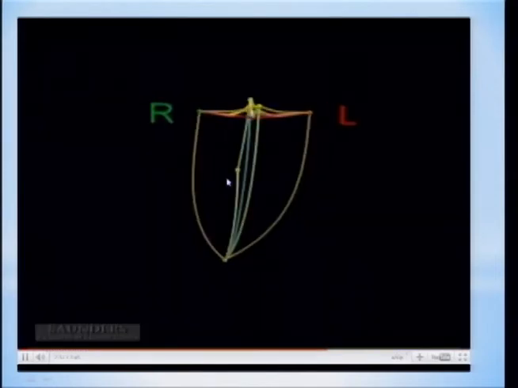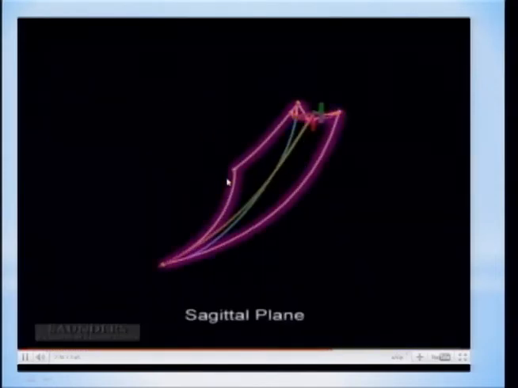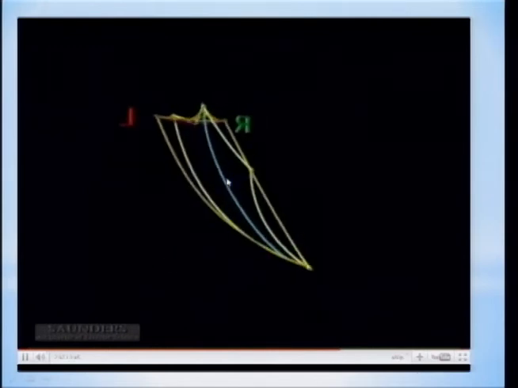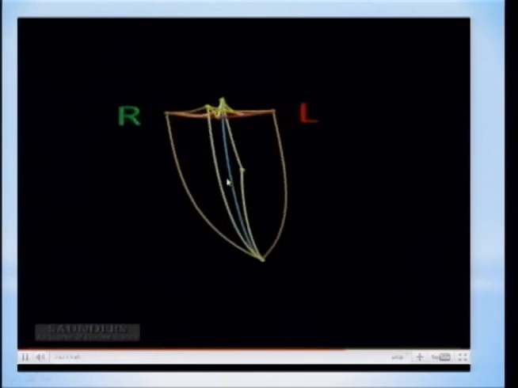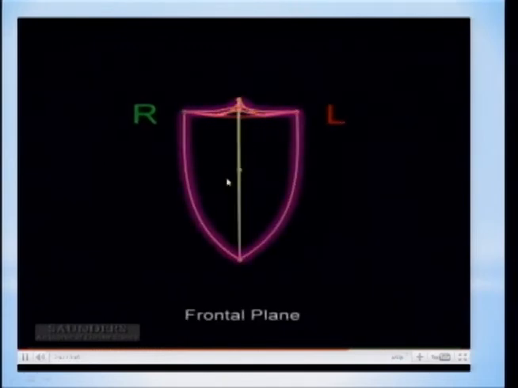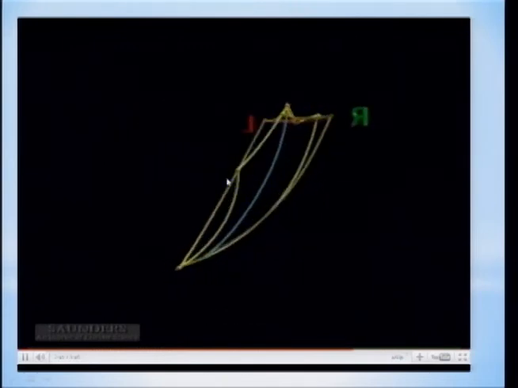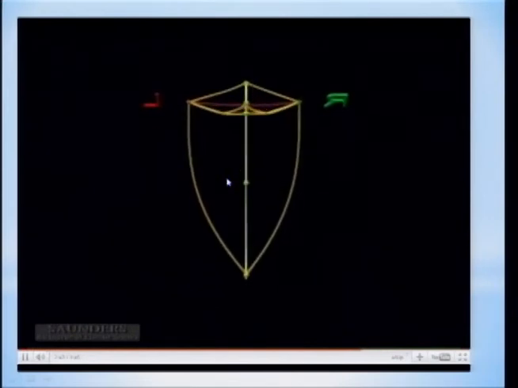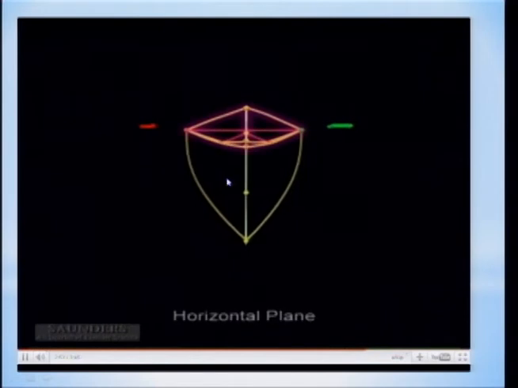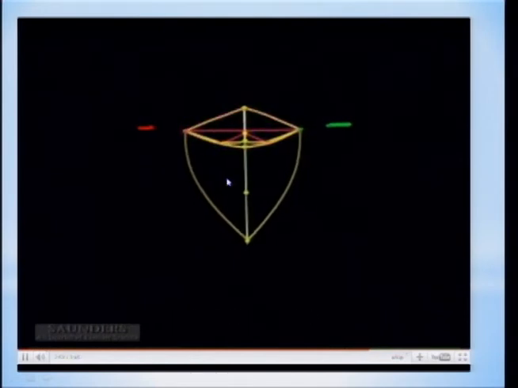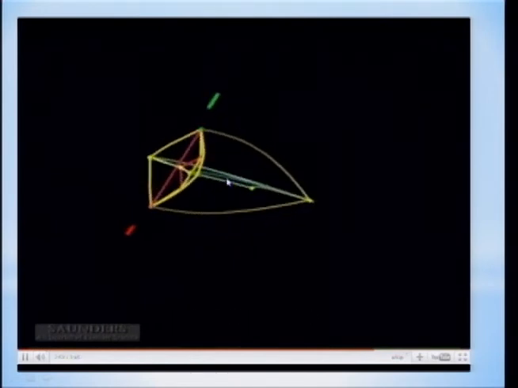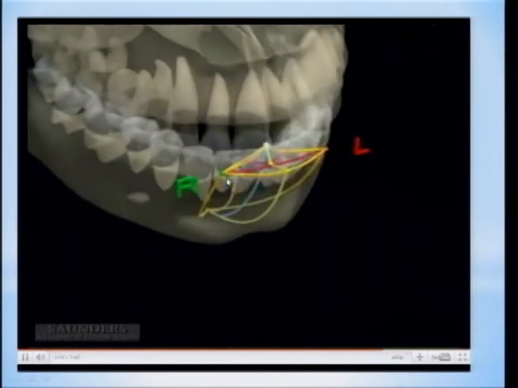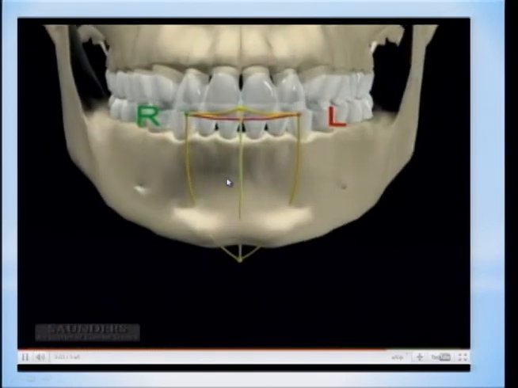Okay, and here we have a plane diagram which shows the envelope of motion, which shows the total motion of the mandible in different positions. And we are mostly interested in the occlusal plane, which is the top part of the movement.